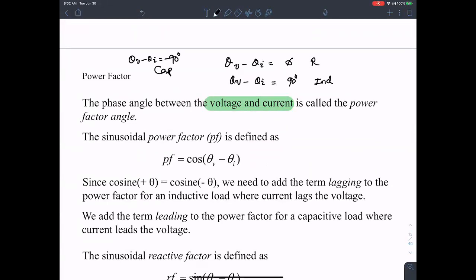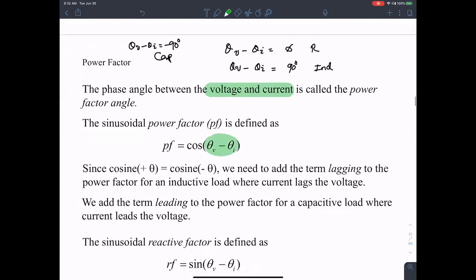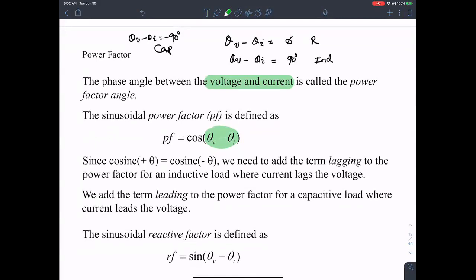So there can be any number of values for theta V minus theta I. It doesn't have to be the exact same numbers, 0, 90, or negative 90. There can be any number of different values. Now, we also know that cosine of positive theta equals cosine of negative theta. Cosine of negative 45 equals cosine of 45 degrees. Cosine of negative theta is cosine of theta.